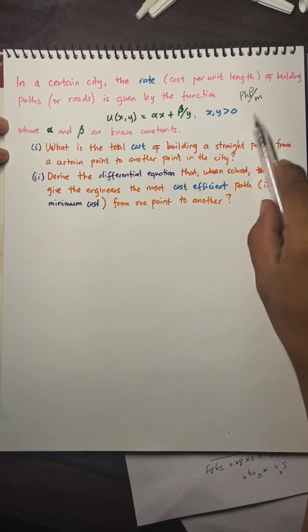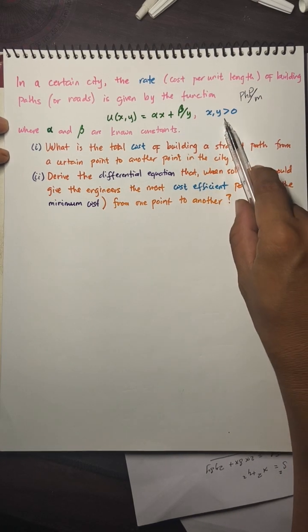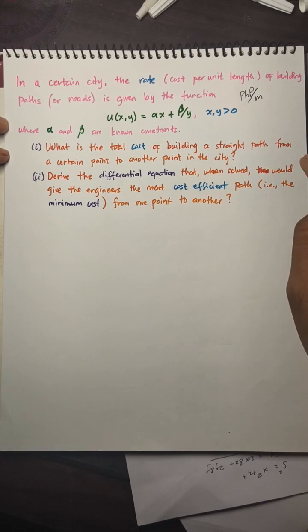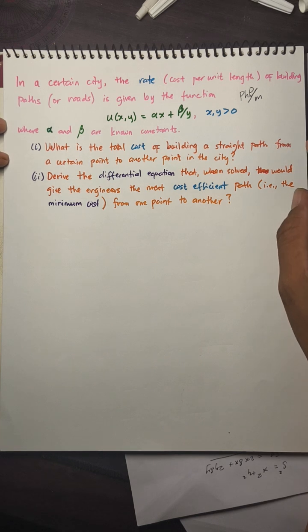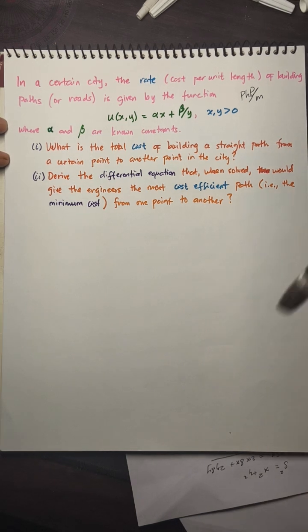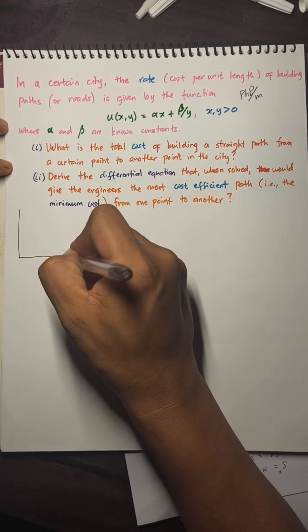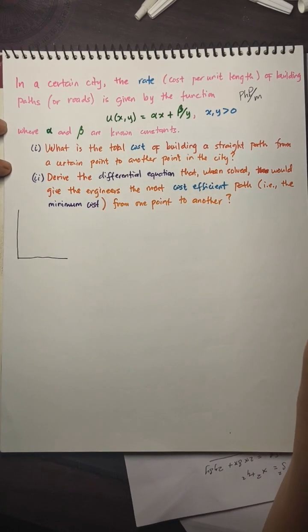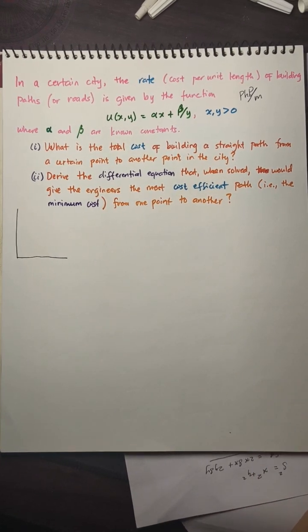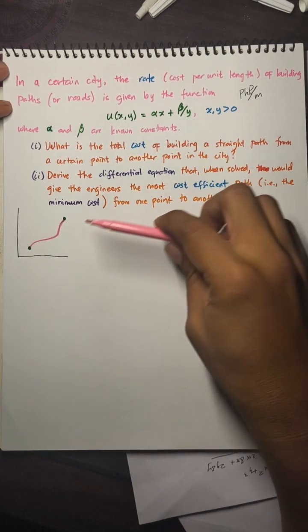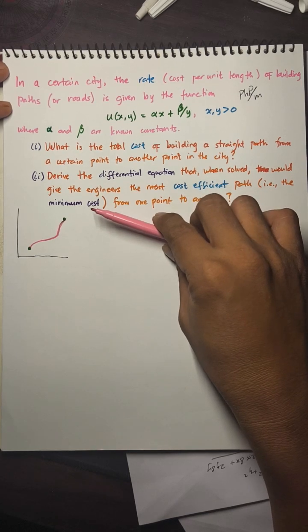This is for x and y greater than 0, so we have a city that is constrained to the first quadrant of the xy axis. Let's understand this first. This is the city, the positive x and the positive y. If you build a road, let's draw that road from one point to another.